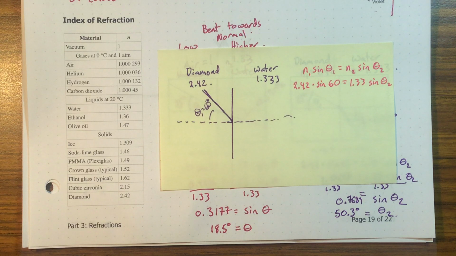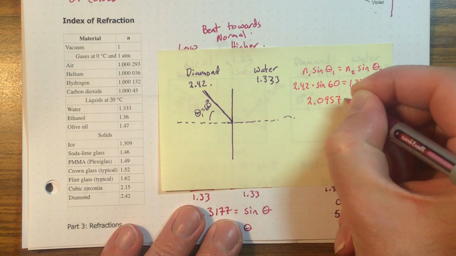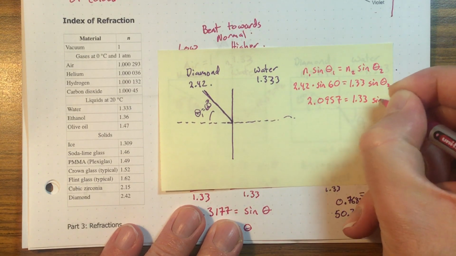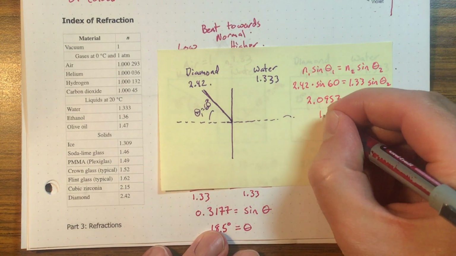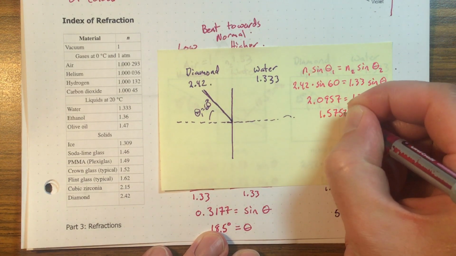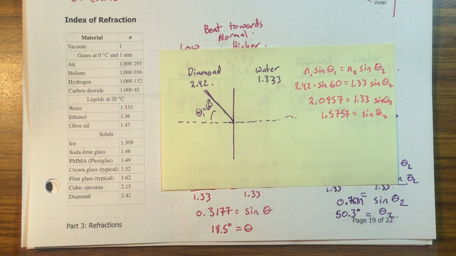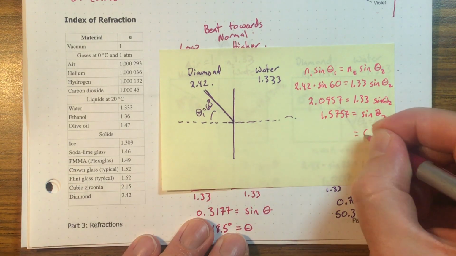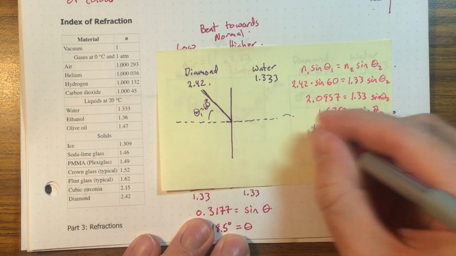All right, so we do start off with that. 2.42 times sine 60 equals, we get 2.0957 is equal to 1.33 sine theta 2. We divide both sides by 1.33. And we get 1.5757 equals sine theta 2. I'm not rounding those. I'm just keeping my whole number on my calculator. I do second function sine, and I get an error. This is appropriate. We get an error.